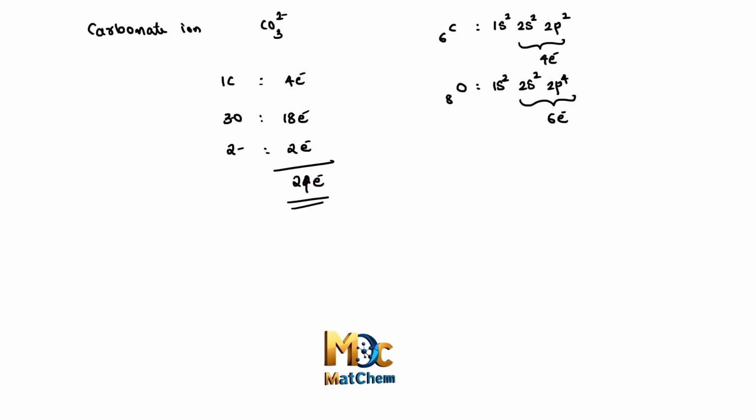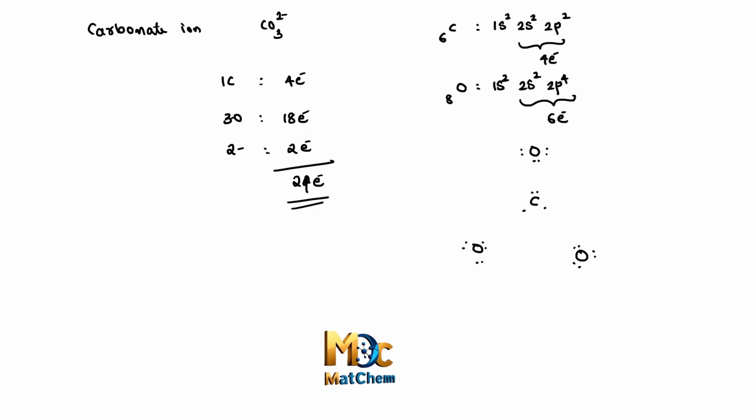Now we need to draw the structure. When we are drawing the structure, we need to put the least electronegative atom as the central atom. Here, when you consider carbon and oxygen, oxygen is more electronegative than carbon. So carbon will be placed as the central atom. Then we have 4 electrons around it, 1, 2, 3, 4. We have 3 oxygens around it. Each oxygen has 6 electrons in the valence shell.